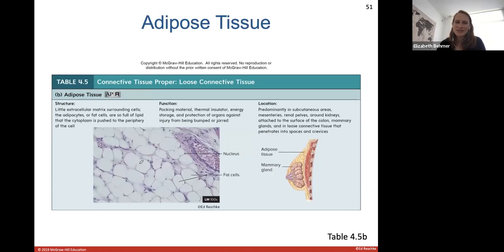Adipose tissue has these large adipocytes, which look empty, but they're filled with fat. They're so filled with fat that they push the nucleus off to the corner or the side. We'll see adipose tissue throughout your skin as a thermal insulator, as well as in parts of the renal pelvis, around the kidneys, and in mammary glands. So that is adipose tissue.